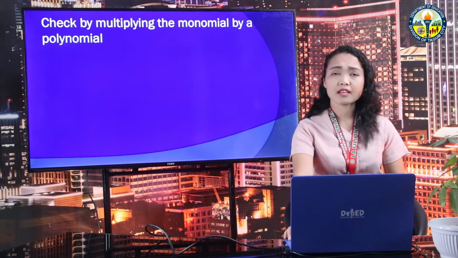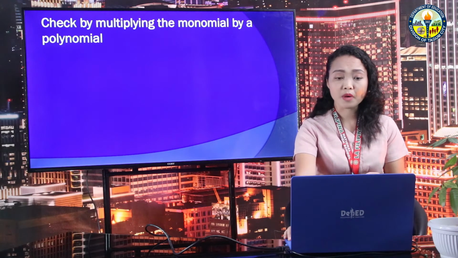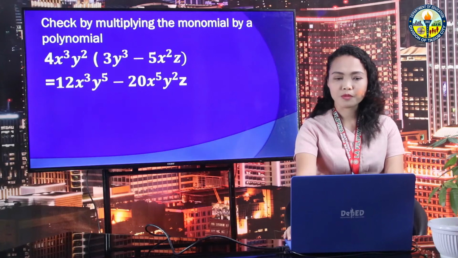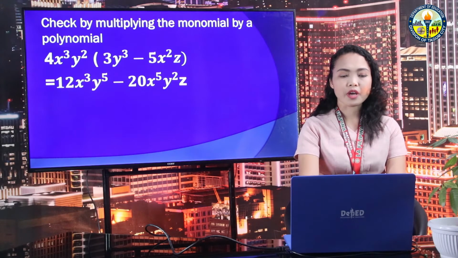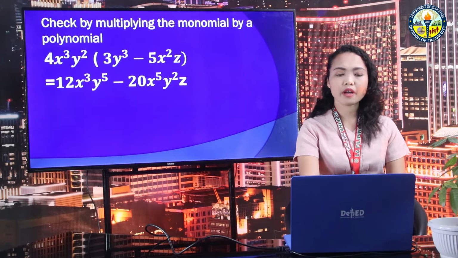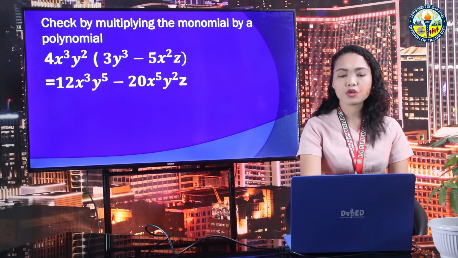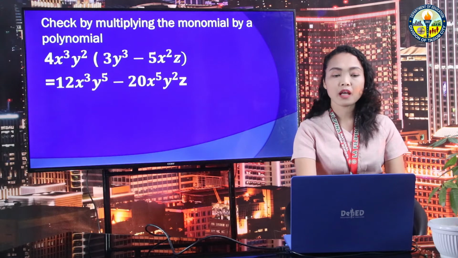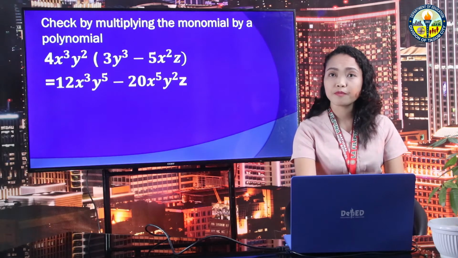So we can check the answer by multiplying the monomial by a polynomial. So we have here 4x cubed y squared times 3y cubed minus 5x squared z. Then multiply by distributive property.